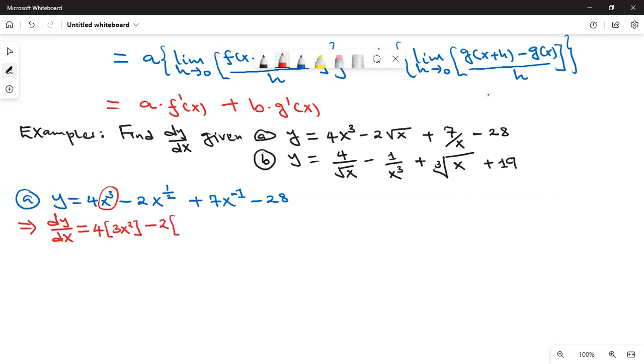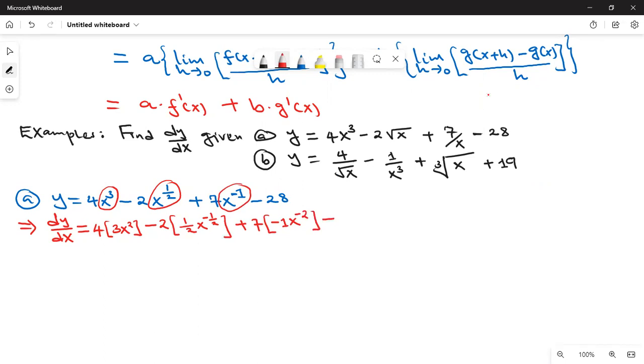Again, differentiate x raised to 1 over 2. That will give us 1 over 2 times x raised to negative 1 over 2. When you apply the power rule, plus 7. Let us differentiate x raised to negative 1 using the power rule again. That is negative 1 times x raised to negative 2. We are subtracting 1 from the power.